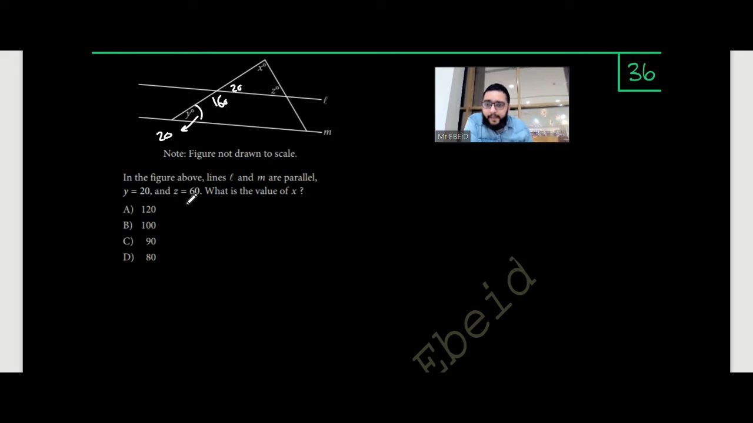And the angle Z equals 60. This angle, its measure equals 60. It means also this one equals 60 and this one 120. This is 60, this is 120, this is 120. Also, this is 160, this is 160.